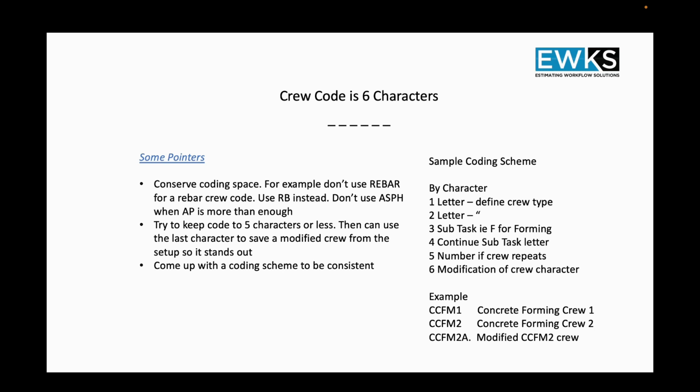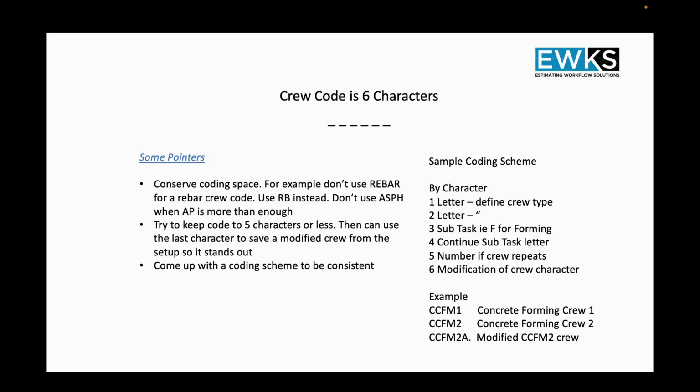Conserve coding space. That's my number 1 pointer. Don't try to spell it out like rebar, R-E-B-A-R. That takes up 5 characters right off the bat. Use RB instead. ASPH should be AP or even A, if you want to be really efficient. So conserve coding space.